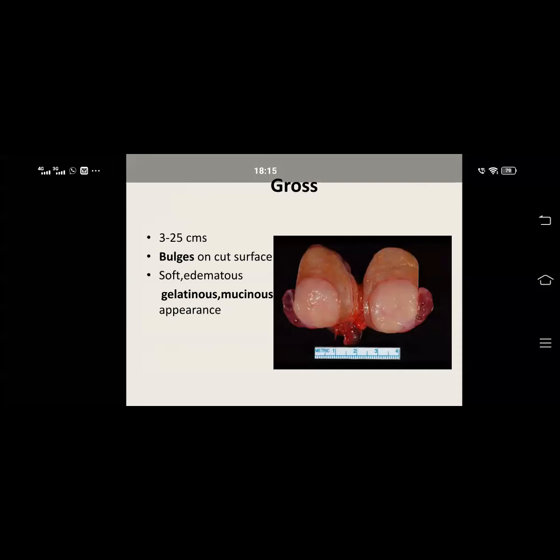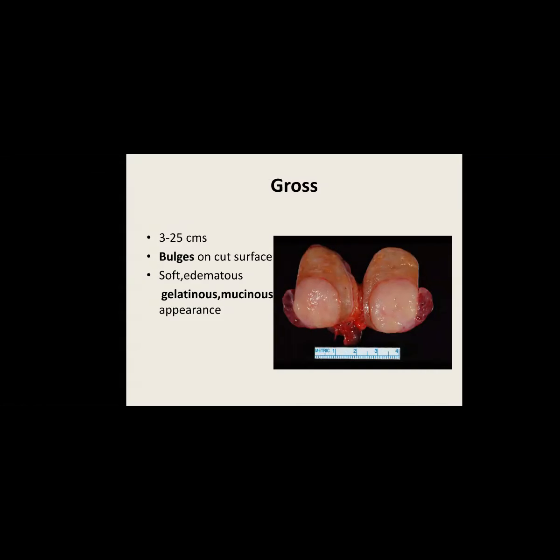Grossly, how will it be? In the seminoma, it almost occupied the entire testis, whereas here it will be only 3 to 25 centimeters. It will bulge. You can see the tumor bulging out from the surface of the normal testicular parenchyma, and it appears gelatinous, mucinous, and edematous, very soft.